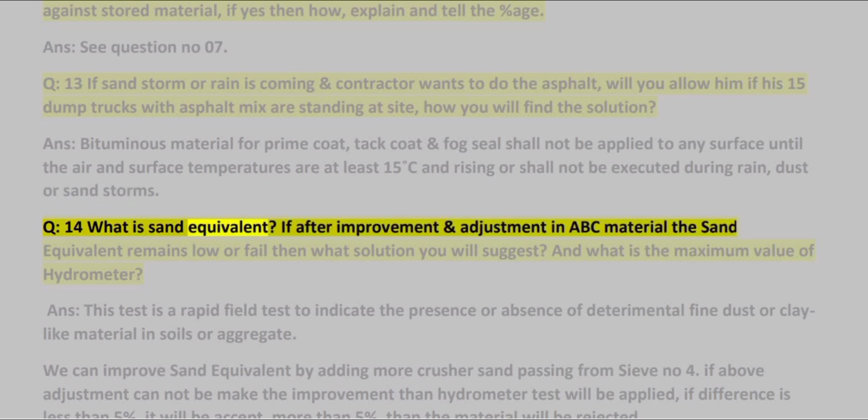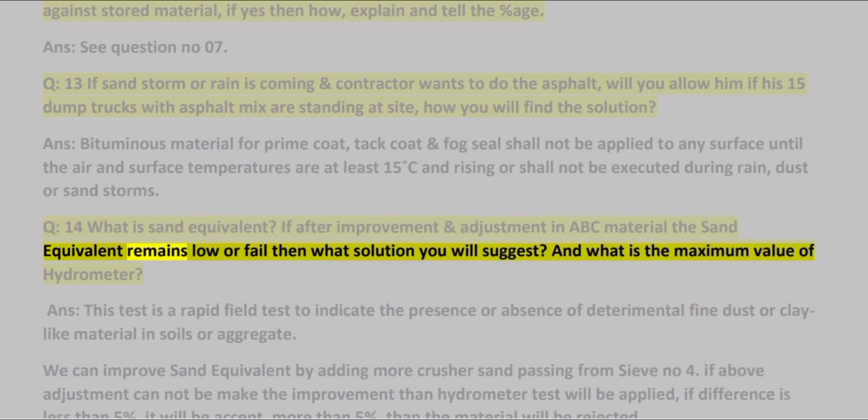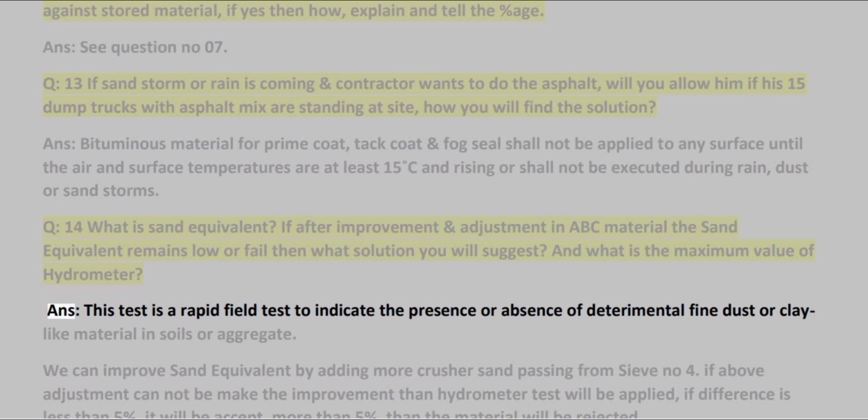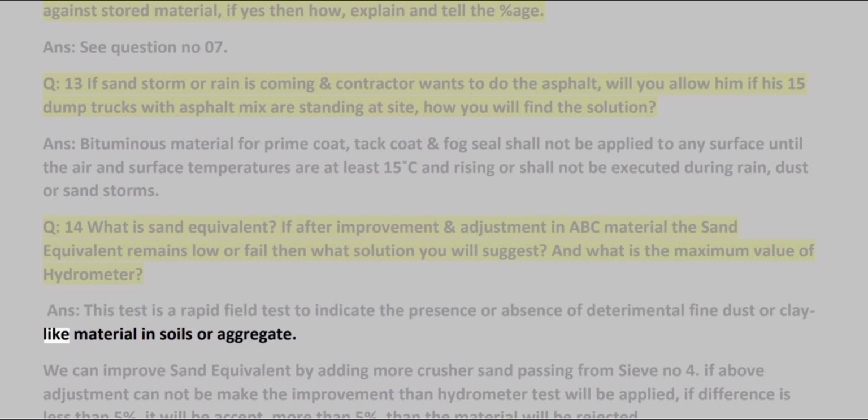Q14 What is sand equivalent? If after improvement and adjustment in ABC material the sand equivalent remains low or fails, then what solution will you suggest? And what is the maximum value of hydrometer? ANS: This test is a rapid field test to indicate the presence or absence of detrimental fine dust or clay-like material in soils or aggregate.